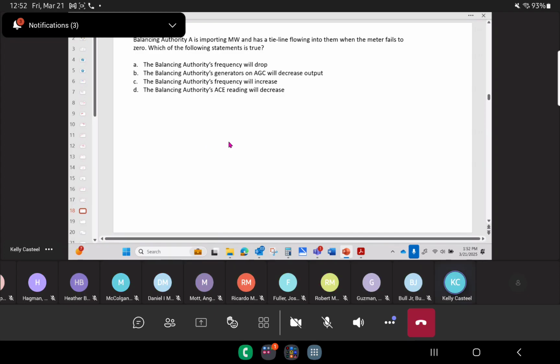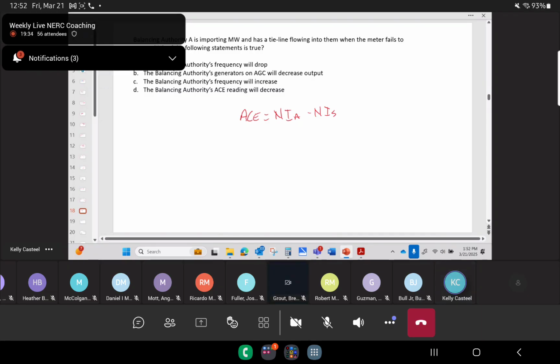And this next one: Balancing Authority Alpha is importing megawatts and has tie line flowing into them when the meter fails to zero. Which of the following statements is true? Easiest way to answer that is, let's just look at an ACE calculation. And we can just make up numbers and do this. Okay, so net interchange actual minus net interchange schedule.